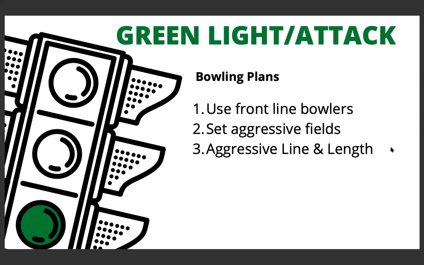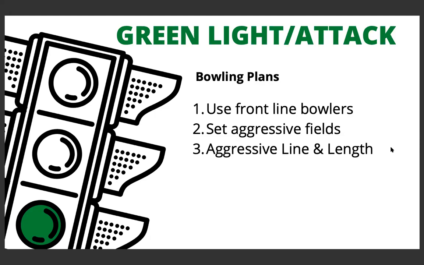Okay, the second part of it from a bowling plan perspective is you really need to set aggressive fields. So think about what sort of fields this may look like, you know, putting an extra slip in or taking a fielder out. Who here was listening to Nick's cricket lesson last week about identifying bowling plans and how to make those? So this is a key component when Nick was asking those four questions: if I put a fielder in that position, how is that going to change the thought process of the batter?